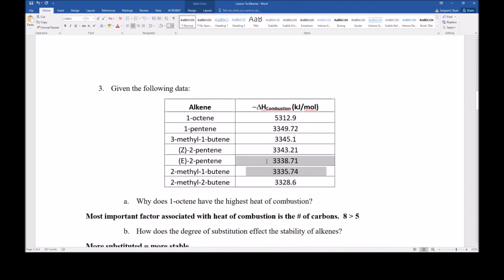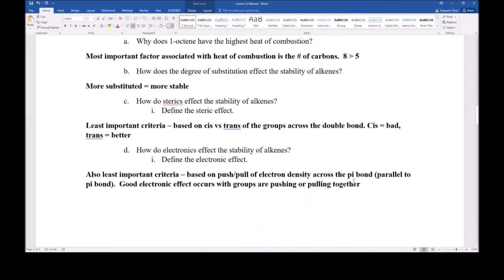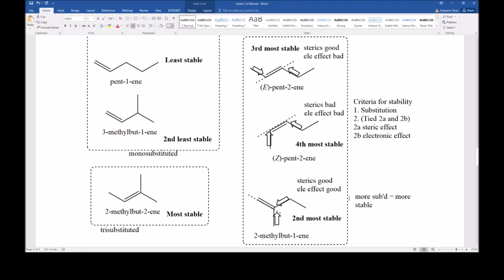And then we spent a while splitting hairs over these three compounds right here. The Z-2-pentene was the one that had steric and electronic problems. So of the three, it was the least stable, highest heat of combustion. The 2-methyl-1-butene had the lowest steric problem because both groups were coming off the same carbon, and the smallest electronic problem because the groups were pushing together relative to the plane of the pi bond itself. So this data should match. These data should match what we're seeing here with our description.